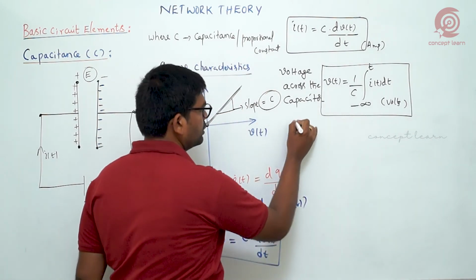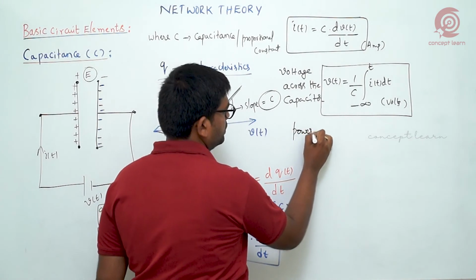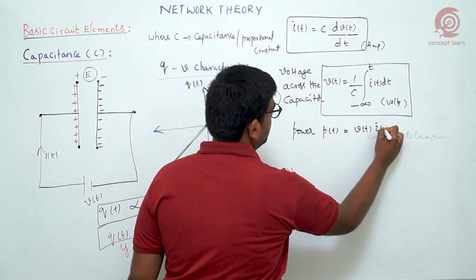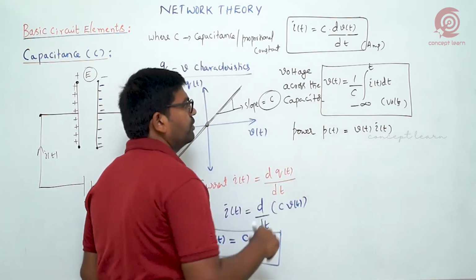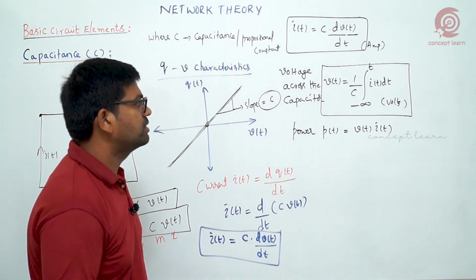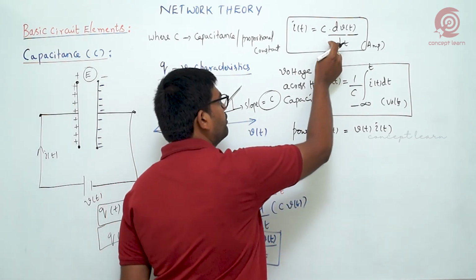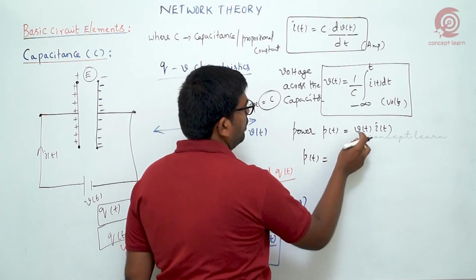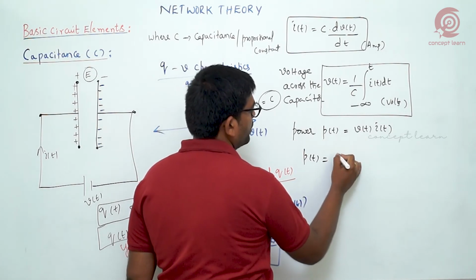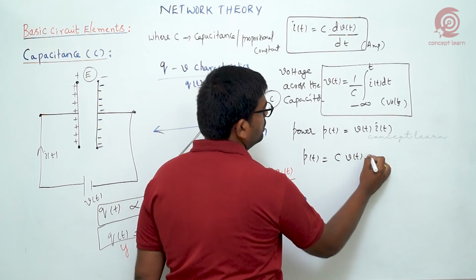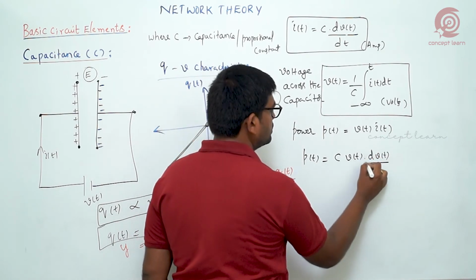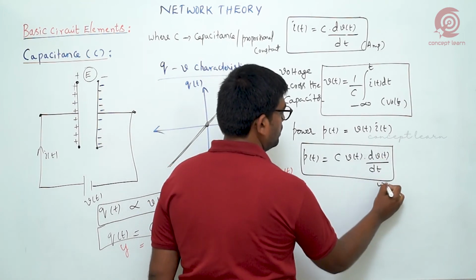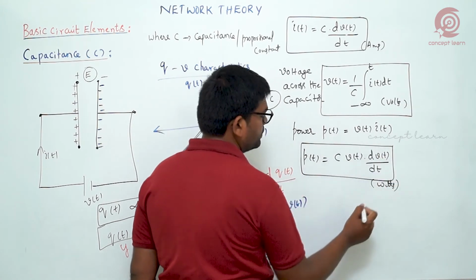Now the power expression: P of t is equal to V of t into I of t. Take this product, you can indicate with any one of these. Now I want to replace the current with this expression, so C into V of t into dv by dt we will get. This is the power expression for the capacitor. We express it in terms of watts.